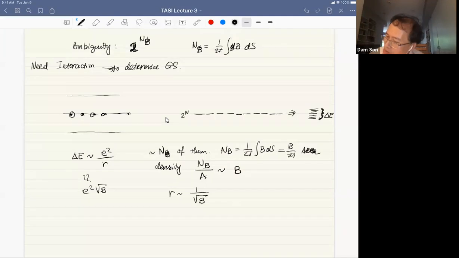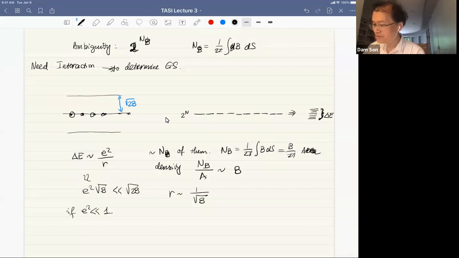Okay, so now let's recall that previously we found that the distance from the zeroth Landau level, with 0 energy, to the first Landau level is the square root of 2B. This one is much less than the square root of 2B if E squared is much less than 1. And so all the non-trivial physics happens in the single Landau level. So this one Landau level determines everything non-trivial.